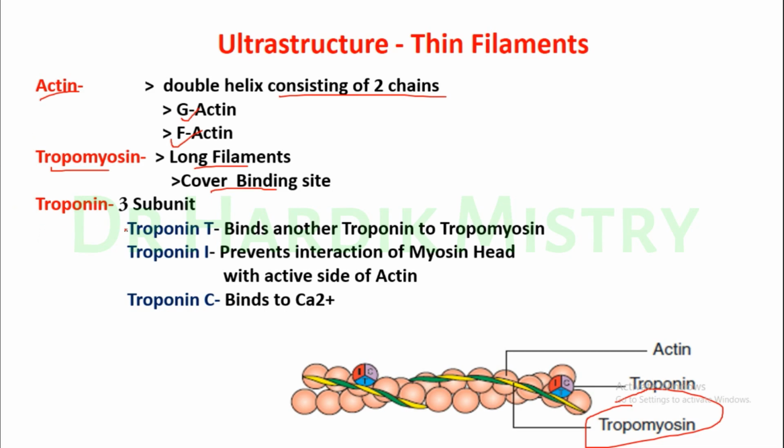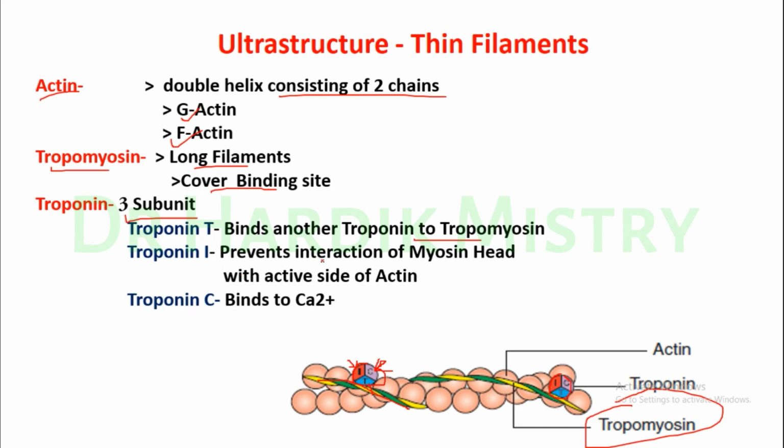And the troponin: there are three subunits of troponin. This is the troponin: troponin T, troponin I and troponin C. Troponin T binds the other subunits of the troponin to the tropomyosin. Here it is the tropomyosin. This is the T subunit of the troponin, and you are seeing that it is binding with the tropomyosin. So troponin T binds the other two subunits of the troponin to the tropomyosin.